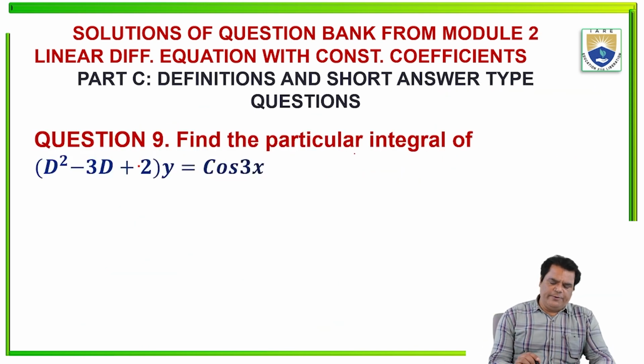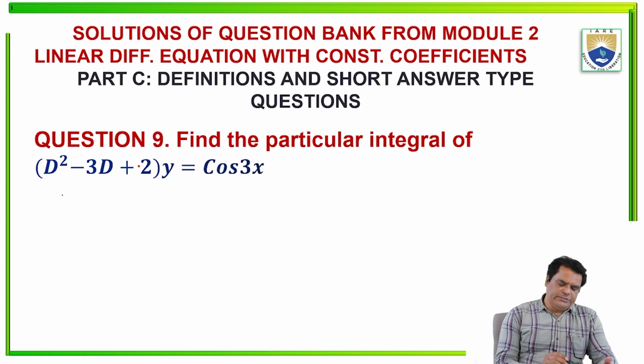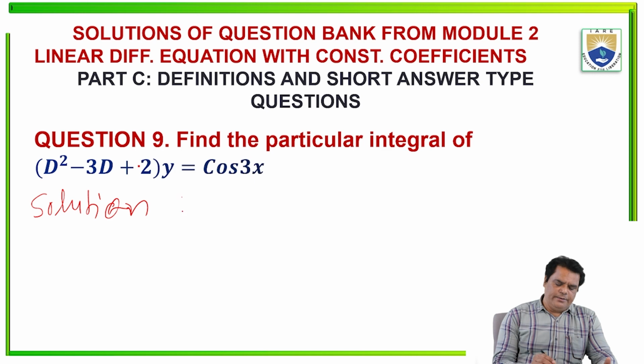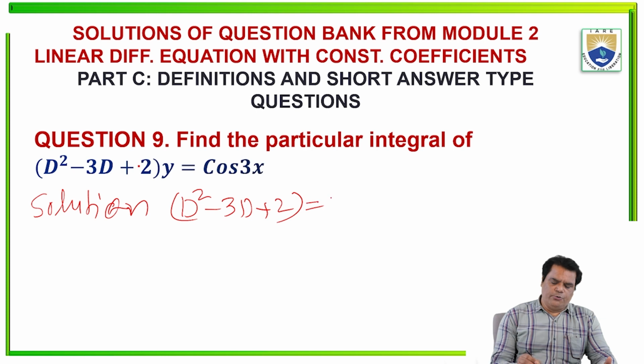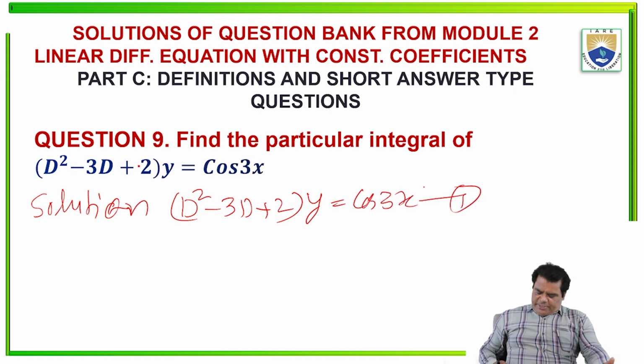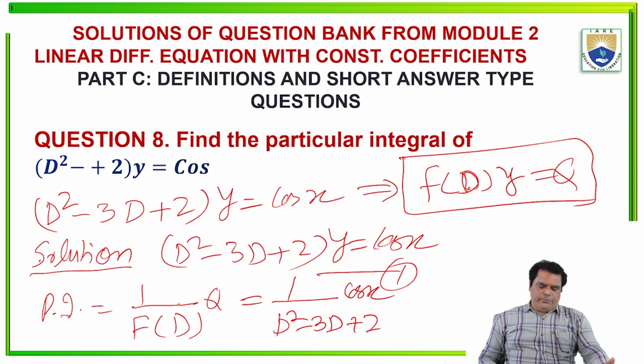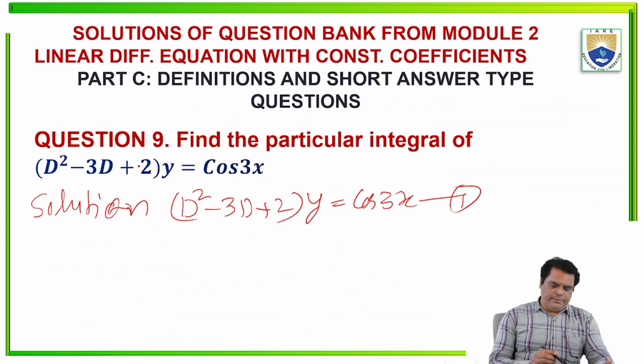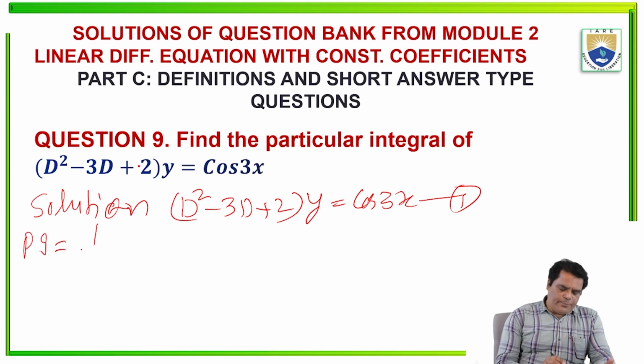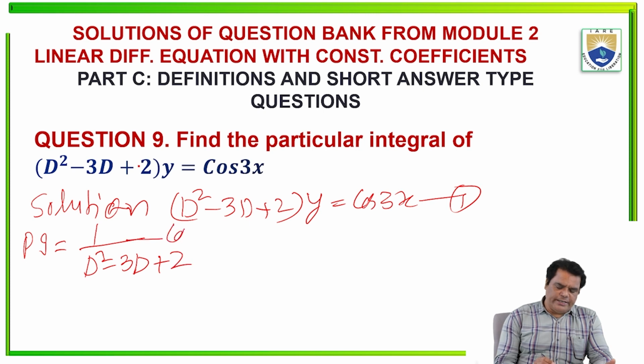Next question: find the particular integral of this. This is the same question I have taken here. Now P.I. is the solution. D square minus 3D plus 2 into y is equal to cos 3x. This is equation 1. On the last page I wrote y. So here P.I. is equal to 1 upon D square minus 3D plus 2 into cos 3x.